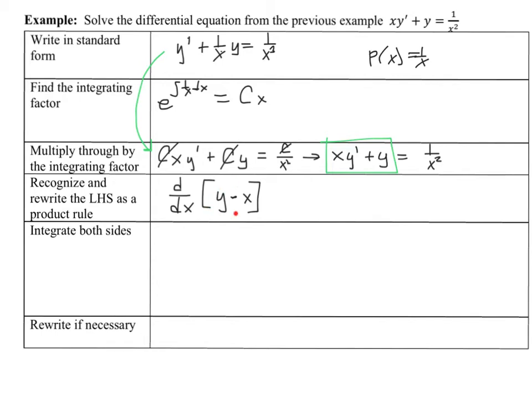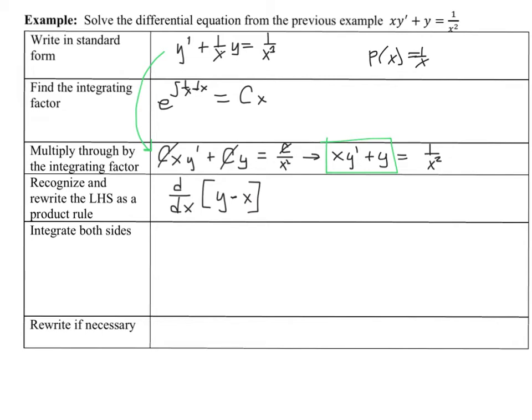If you were asked to take the derivative of y times x, you would do the product rule on it. You would take the derivative of y, which is y prime, and leave the x alone, and then you would add. Then this time you would take the derivative of x, which is 1, and leave the y alone. This is exactly how first-order linear differential equations work. You find the integrating factor, you multiply it through the problem, and the result that you get, the left-hand side, will always be the product rule of y times the integrating factor.